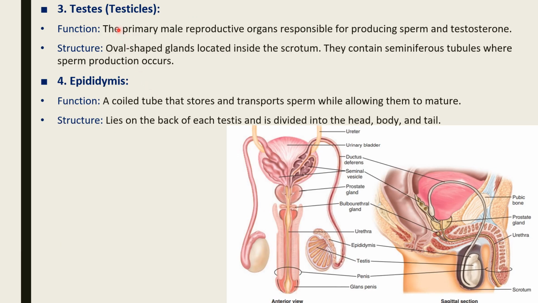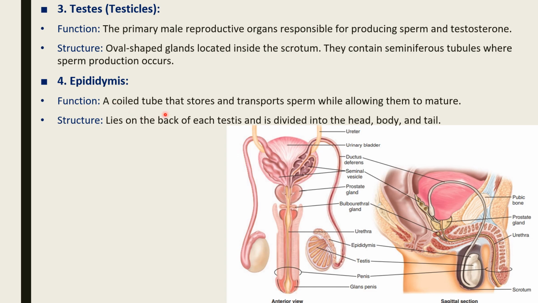The testis or testicle is the primary male reproductive organ responsible for producing sperm and testosterone. In structure, they are oval-shaped glands located inside the scrotum. They contain seminiferous tubules where sperm production occurs. This is the testicle, where the sperm production occurs.